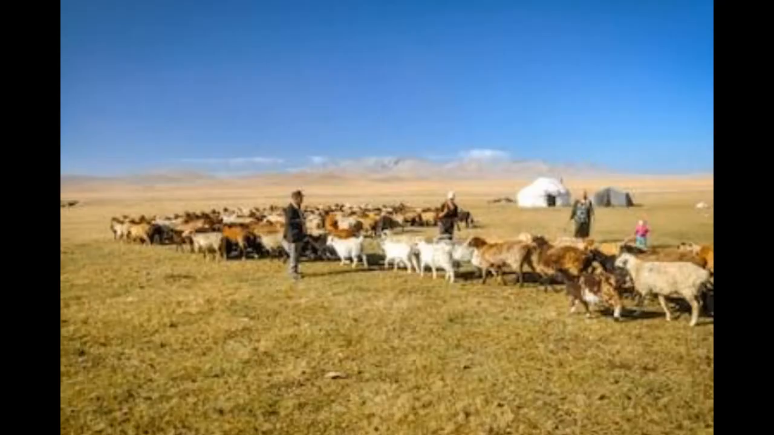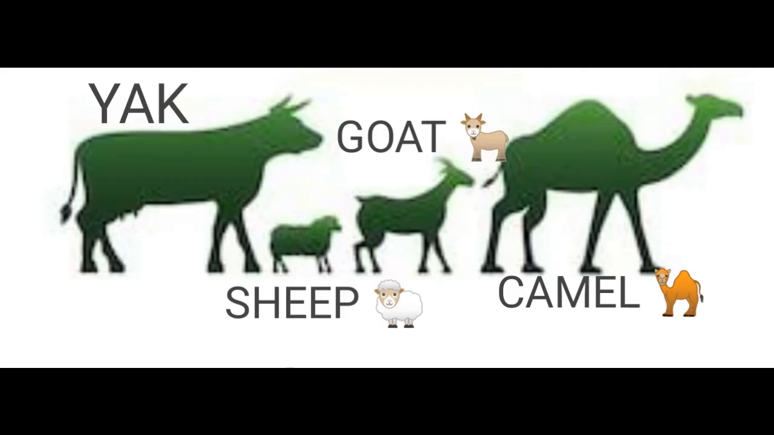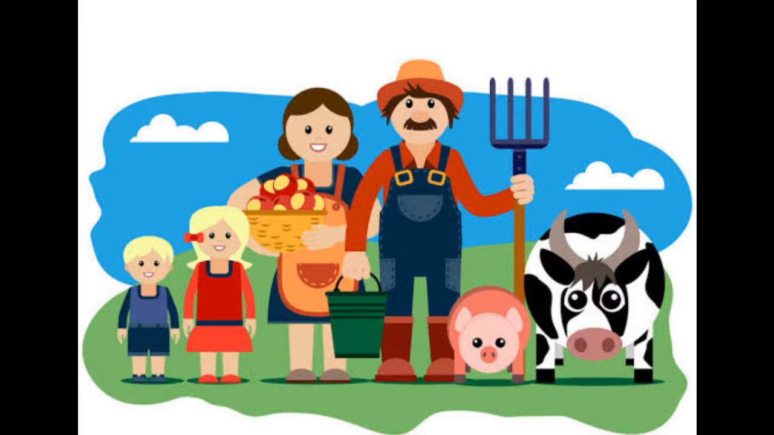Nomadic herding. In this type of farming, herdsmen move from place to place with their animals for food and water. Sheep, camel, yak and goat are most commonly reared. They provide milk, meat, wool and other products to the herdsmen and their families.